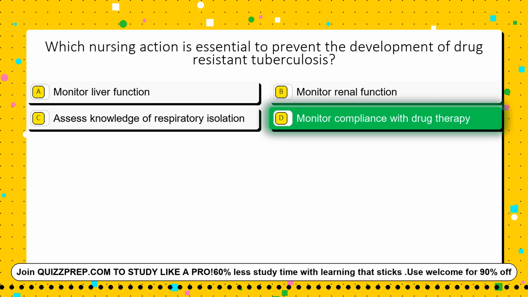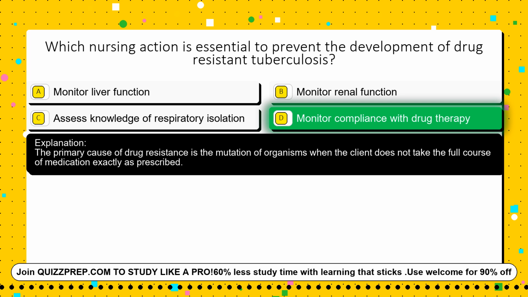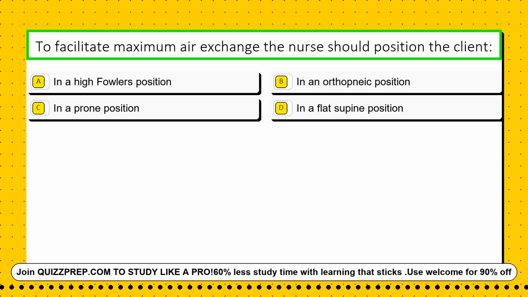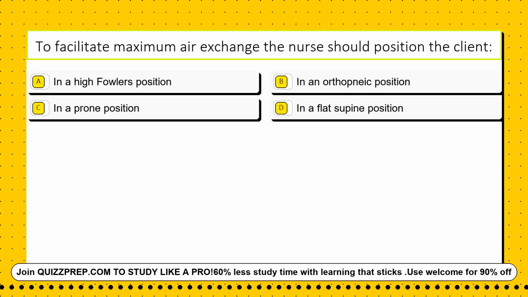The correct answer is option D, monitor compliance with drug therapy. The primary cause of drug resistance is the mutation of organisms when the client does not take the full course of medication exactly as prescribed. Question 4. To facilitate maximum air exchange, the nurse should position the client: Option A, in a high Fowler's position.